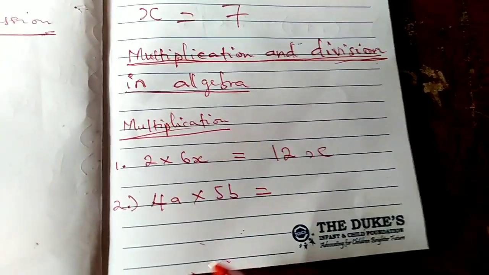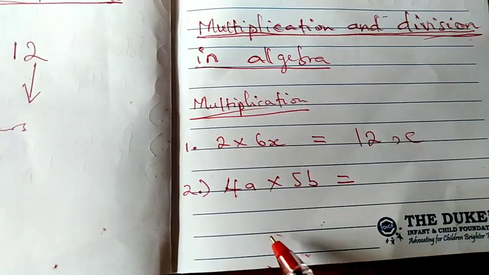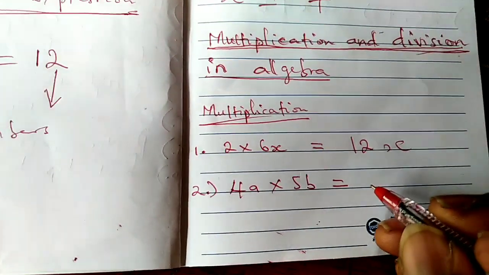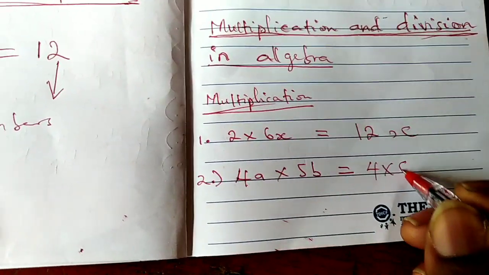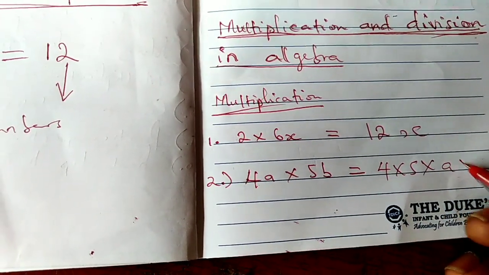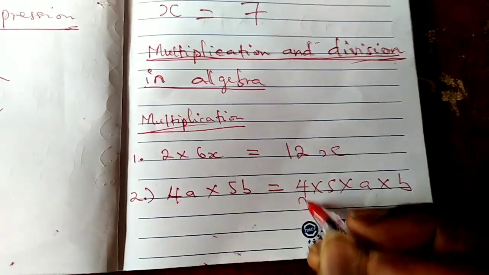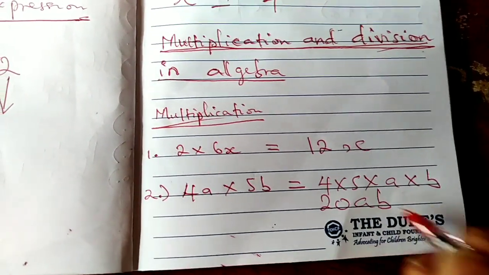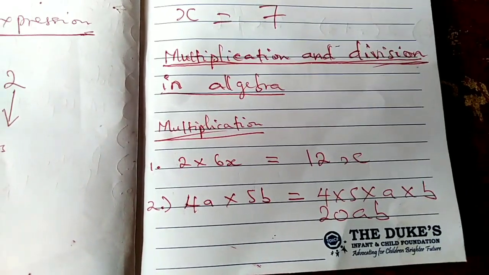Then here we have 4a times 5b. So both of them are coefficients and they are multiplying one another. So this is how you go about it. That will now be 4 times 5 times a times b. 4 times 5 is 20. a times b, that will give me ab. Are we seeing it? That's 20ab.